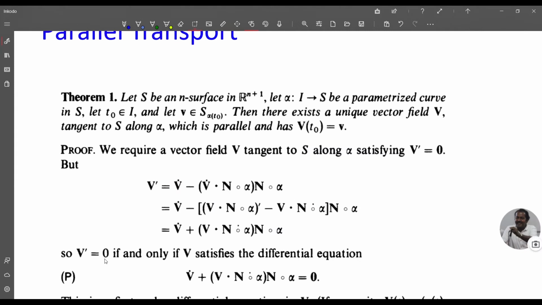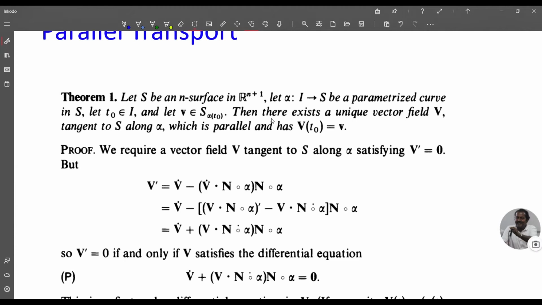Now we prove this theorem. Let S be an n-surface in R^(n+1). Let alpha from I to S be a parameterized curve in S. Let t0 belong to I and let V belong to S(alpha(t0)). Then there exists a unique vector field V tangent to S along alpha, which is parallel and has V(t0) equal to V. So we require a vector field V tangent to S along alpha satisfying V' equal to 0. Because we are going to show that there exists a unique vector field V tangent to S along alpha.